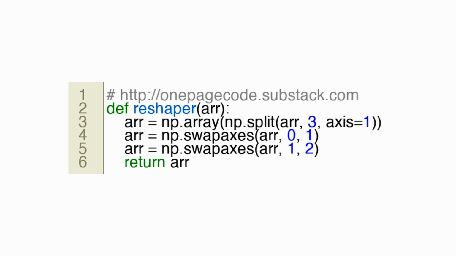This code takes in an input array and performs several operations on it before returning a reshaped array. First, the input array is split into 3 subarrays along the second axis. Then, the order of the subarrays is rearranged so that the first and second axes are swapped. Finally, the second and third axes are also swapped. This results in a reshaped array with a different order of the dimensions compared to the original array. This code is using NumPy functions to manipulate the array, as indicated by the np notation before each function. This code does not make any changes to the original array, but rather creates and returns the reshaped array.